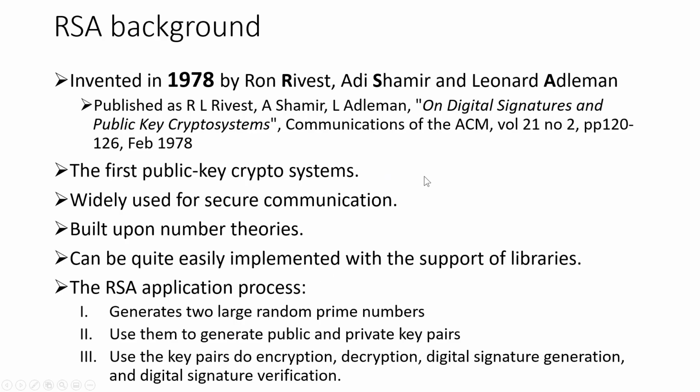This is the first public key crypto system, and it is widely used for secure communication. It can be quite easily implemented. The RSA application process usually includes three steps. First, we generate two large random prime numbers, and second, use them to generate public and private key pairs. And last, we use the key pairs to do encryption, decryption, digital signature generation, and digital signature verification.